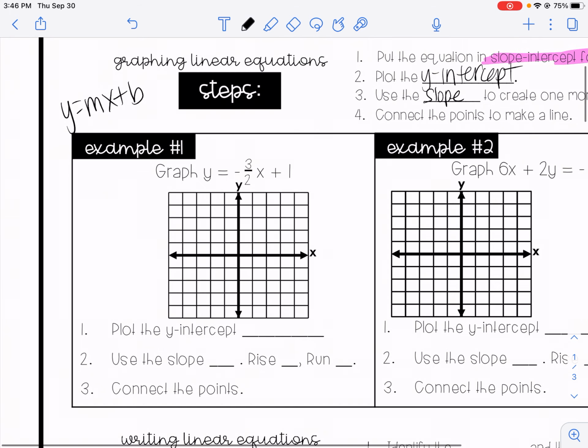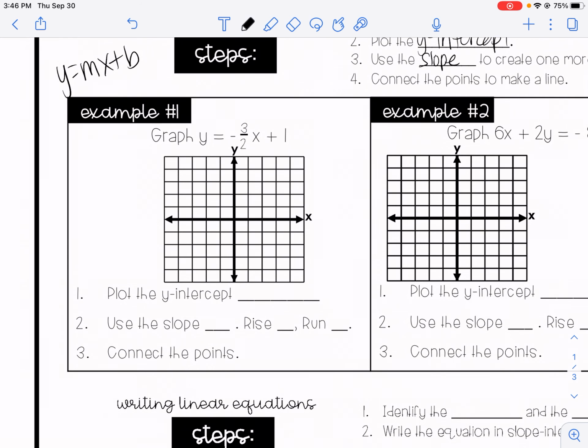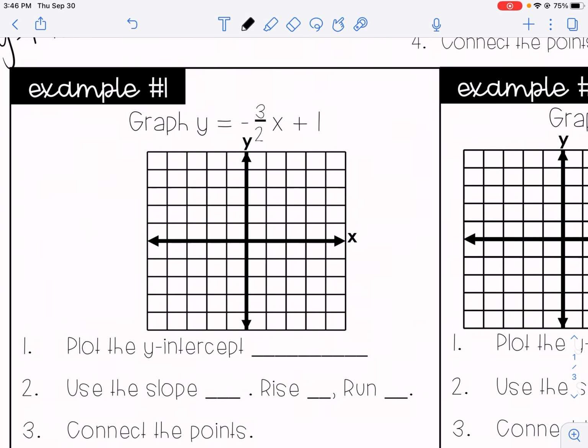So we're going to start with an example that is already in slope-intercept form, okay? So first we want to plot our y-intercept. Well, let's look at our equation. Remember, this plus 1 is going to be my y-intercept. So my y-intercept is 0, 1. So I'm going to go on my graph to where 0, 1 is, and I'm going to plot it.